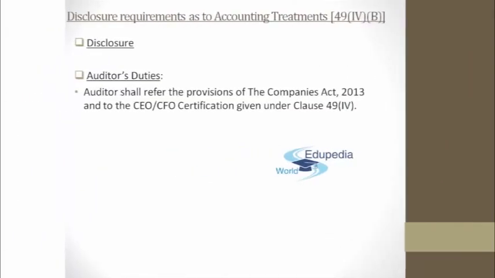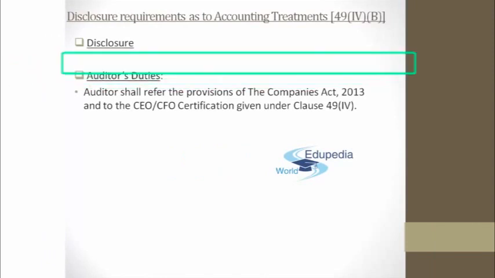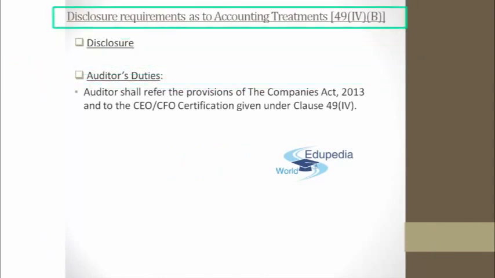Let's move towards the next topic, and that will be about the disclosure requirement as to accounting treatment. So what are the various kinds of disclosure requirements as regards the accounting treatment, and what is your duty as an auditor in that particular case.